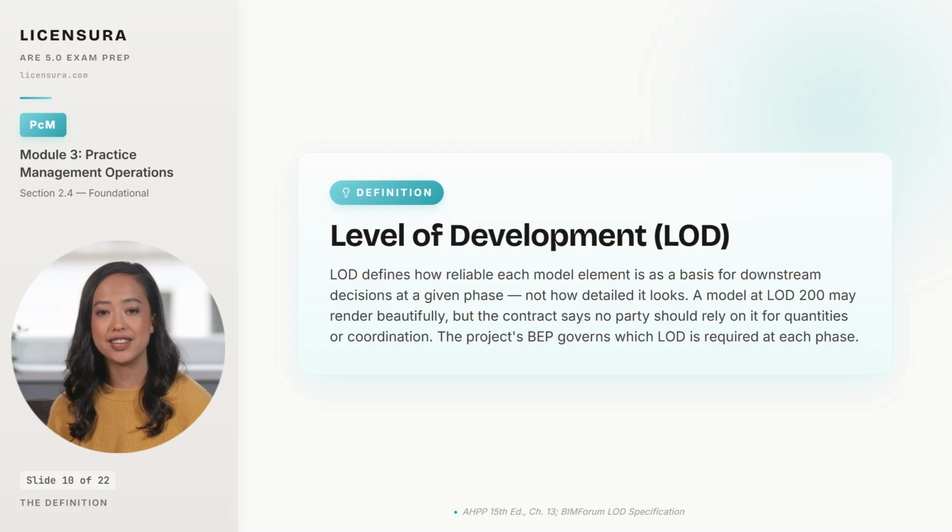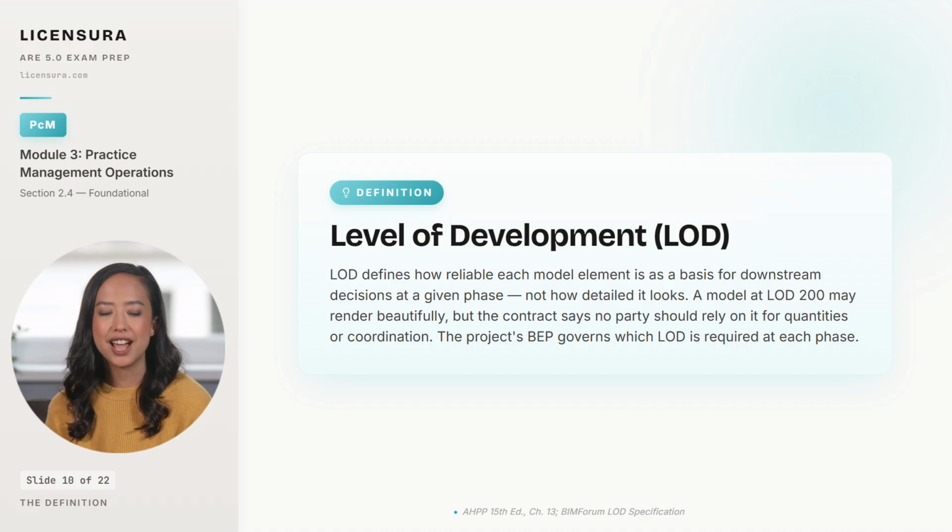Reading the geometry instead of the LOD designation is exactly the mistake that propagates through coordination meetings. One discipline assumes the curtain wall is accurate because it looks accurate, and rebuilds dependent structure and MEP routing against it. At DD, they discover the curtain wall was a placeholder, and everything that depended on it has to move. Per the BIM Forum spec, LOD does not formally equate to AIA phases. The project's BEP governs the required level at each phase.